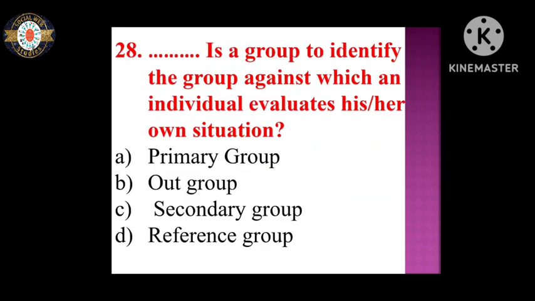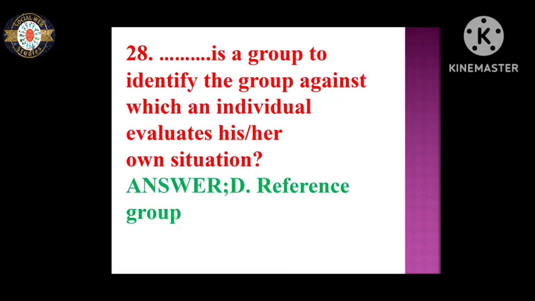Another question is which is a group against which an individual evaluates his or her own situation? Option A, primary group. Option B, out group. Option C, secondary group. Option D, reference group. Answer is option D, reference group.